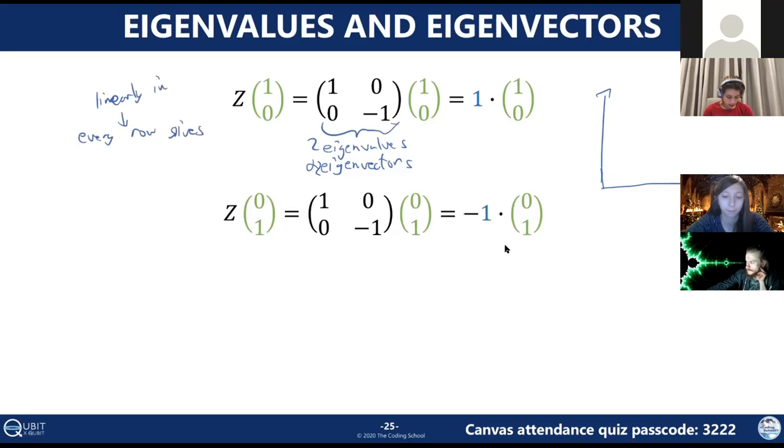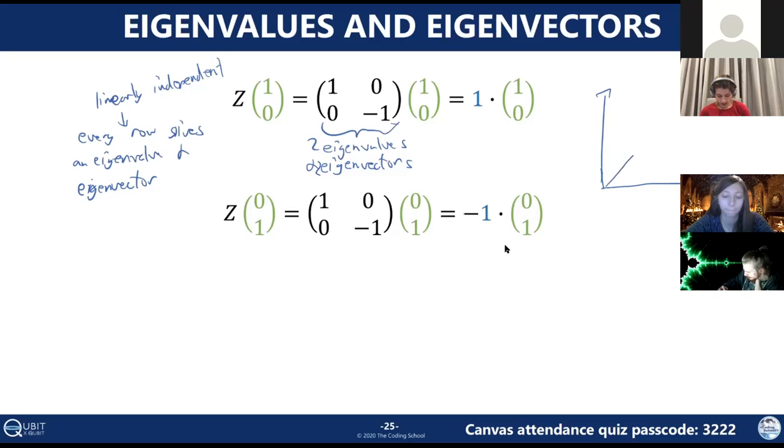Every linearly independent row gives an eigenvalue and eigenvector. An eigenvector is often called a characteristic vector of that matrix, and these eigenvalues and eigenvectors are defined for each matrix. So there are two eigenvalues and two eigenvectors for each of our gate matrices.